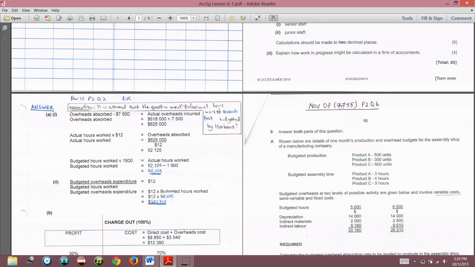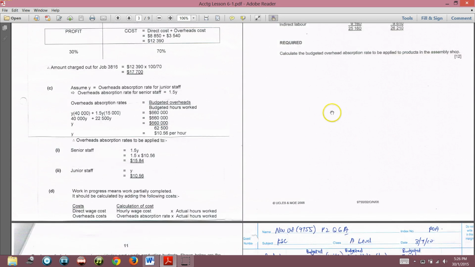How much is the work in progress? How do you value your work in progress? Now I'm trying to explain as best as possible in my own words.